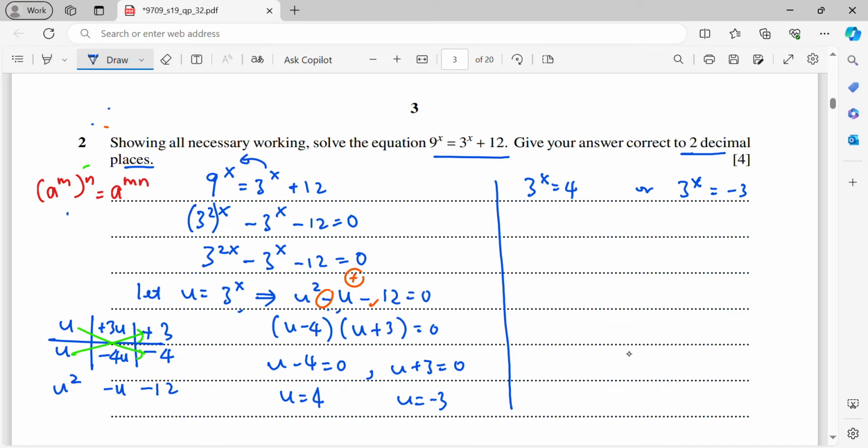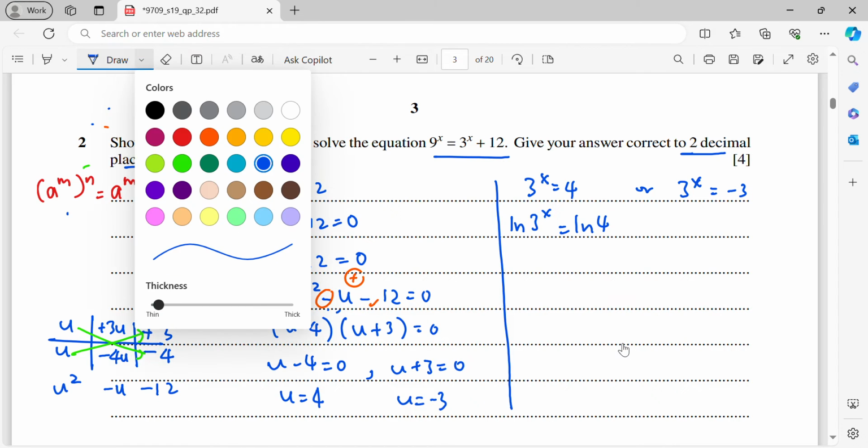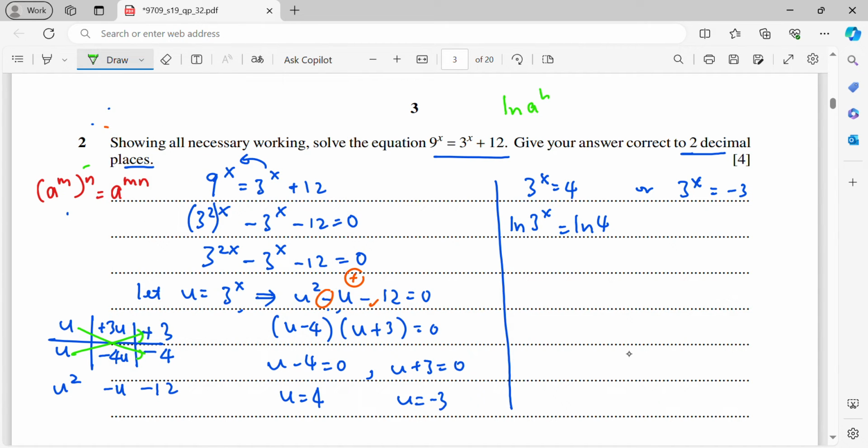Now to get the x, you need to take ln on both sides. So ln 3 power x is ln 4. And then use the formula of the ln: ln a power b is b ln a. So I can factorize the power, so it becomes x ln 3 equals ln 4. Therefore, my x is ln 4 over ln 3. And now, to 2 decimal places, that is going to be 1.26.